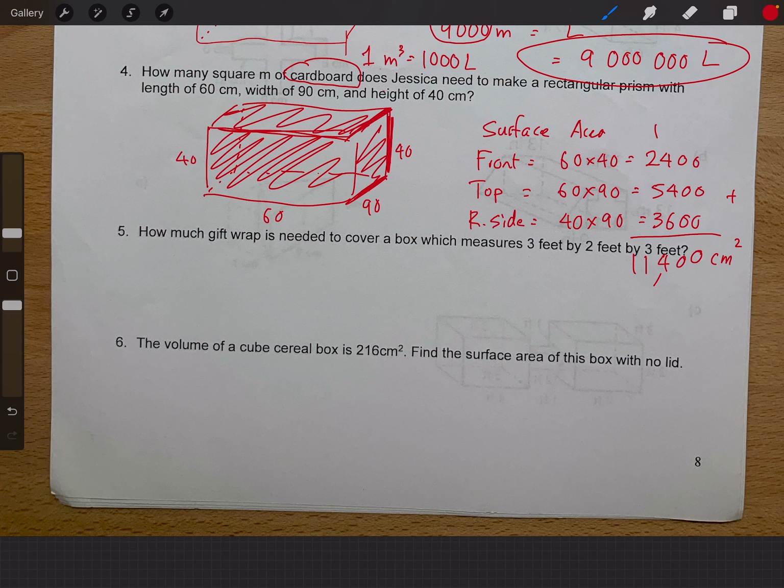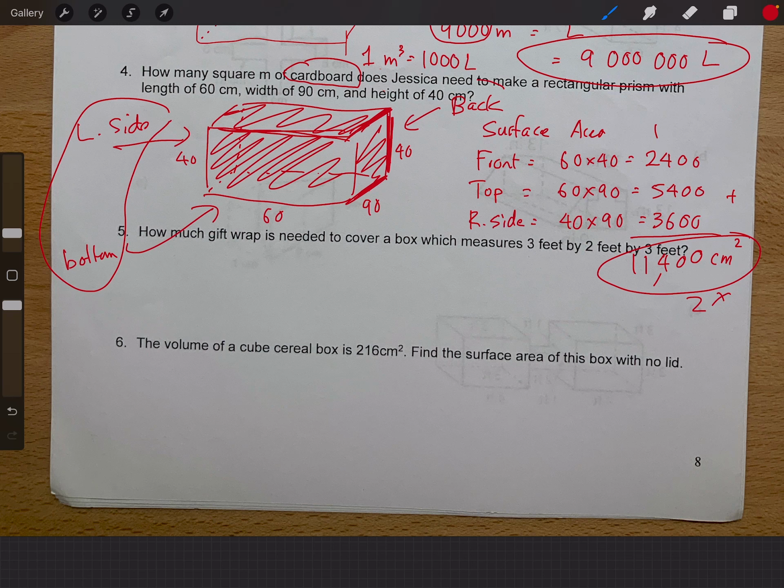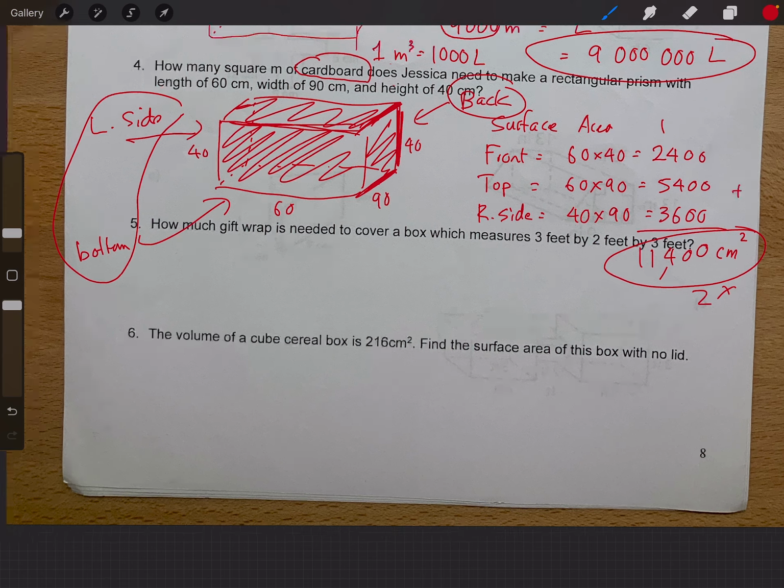But that's not the whole answer, because we've only done half of the surface. We haven't included the back, okay? We haven't included the left side, and we haven't included the bottom face. So what we're going to do is take this number and times it by 2, because all of these add up to be the same as what we just had, which is also 11,400. So 11,400 times 2, and you get the answer there.